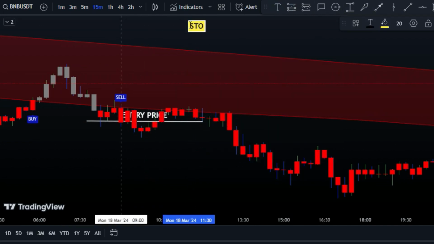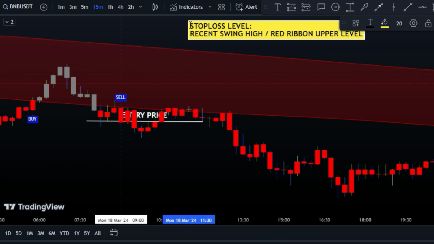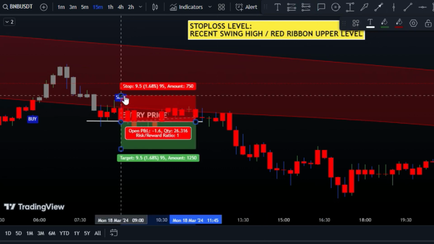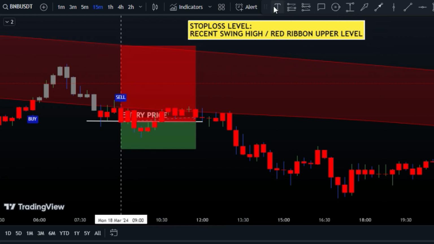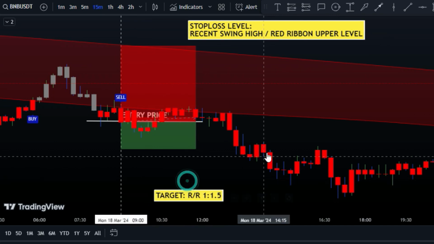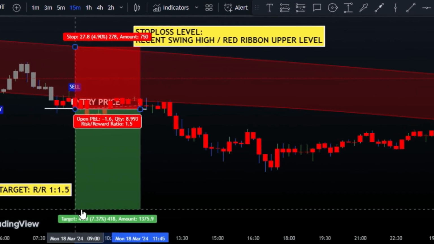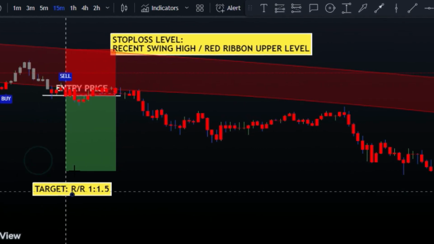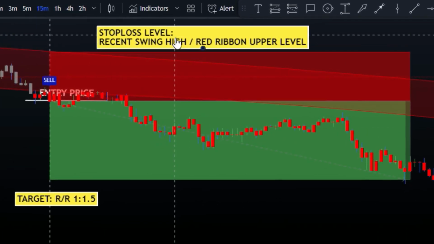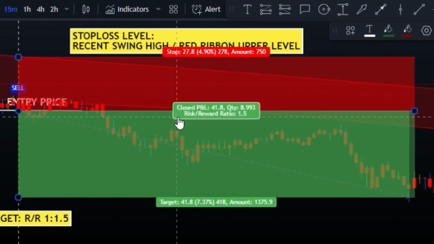And to set the stop loss level, identify the most recent swing high or the upper level of the red ribbon. The stop loss is a safety measure that helps you limit your potential losses if the market doesn't go as planned. And for the take profit level, aim for a risk reward ratio of at least 1 to 1.5. This means that the potential profit from the trade should be 1.5 times greater than the potential loss as determined by the stop loss level. A higher risk reward ratio helps to ensure that your winning trades outweigh your losing ones in the long run.